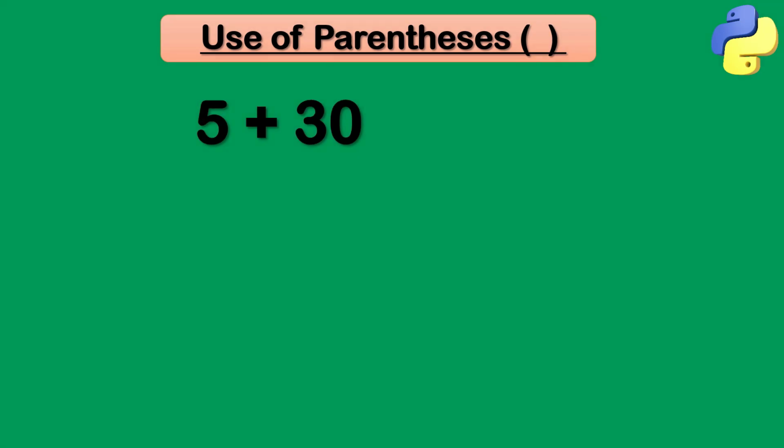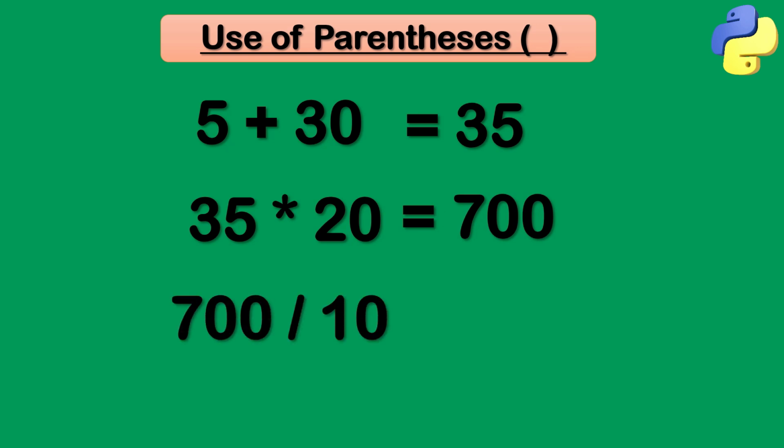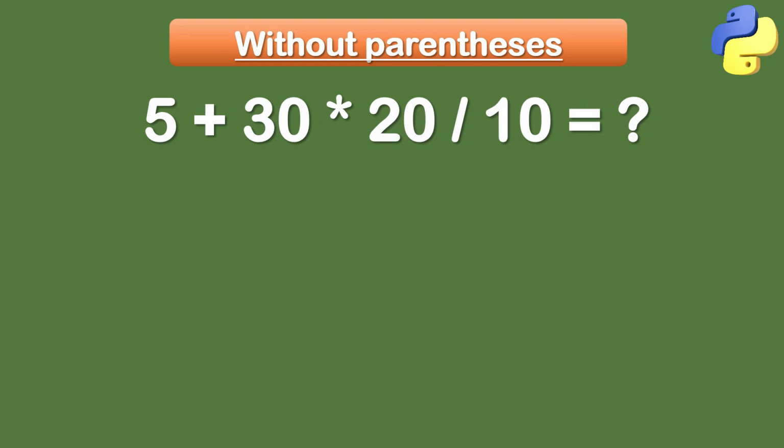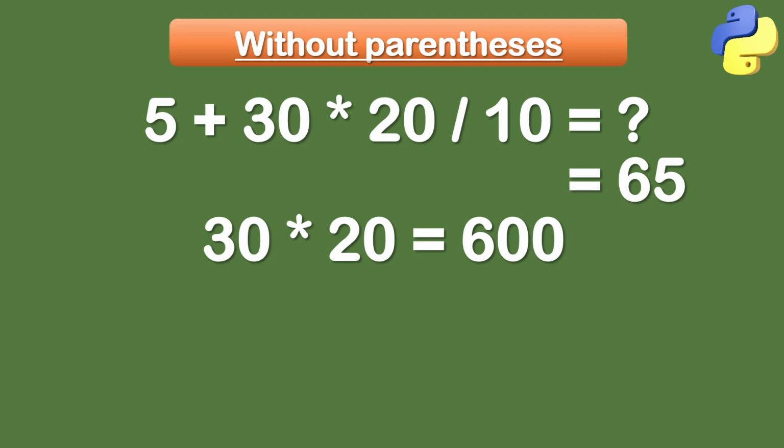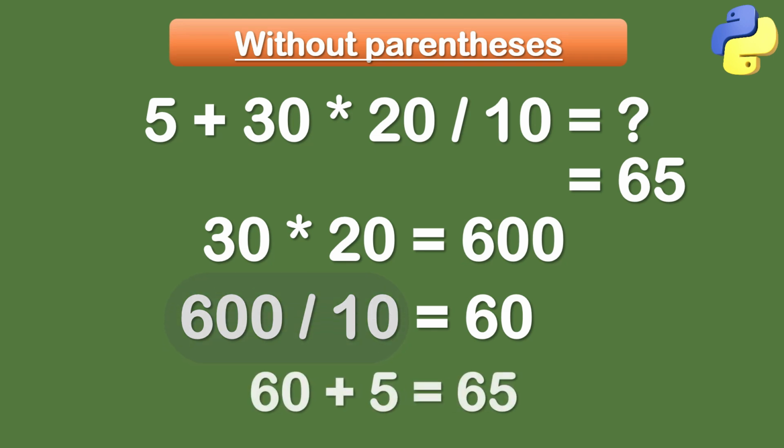Adding 5 to 30 gives 35. Multiplying 35 by 20 gives 700. Dividing 700 by 10 gives the final answer of 70. If we had not used parentheses, the result would be slightly different. 5 plus 30 into 20 slash 10. Its result is 65. So the difference is 5. In this case, 30 is first multiplied by 20, giving the answer 600, and then 600 is divided by 10, giving 60, and finally 5 is added to get the result of 65.